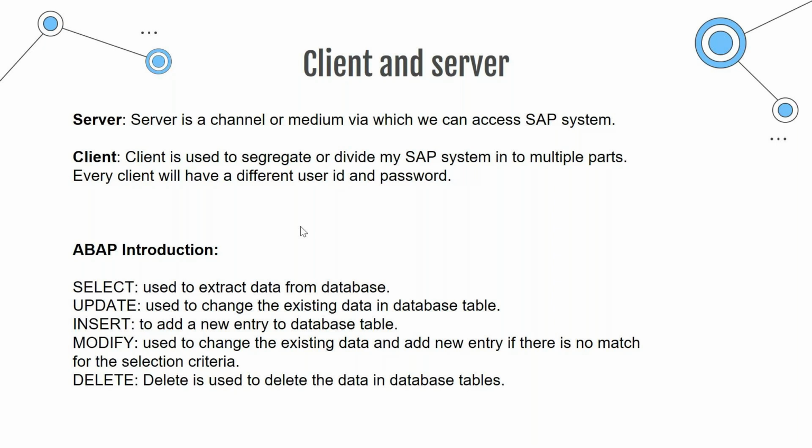Then modify. Modify is like a combination of update and insert. When you write modify, it will first check whether the data is already existing in the system. If yes, then it will try to change the data. If the entry is not there in the system, then it will add that entry. So first it will try to update, and if update is not possible, then it will try to insert. That's it. So it acts like both update and insert.